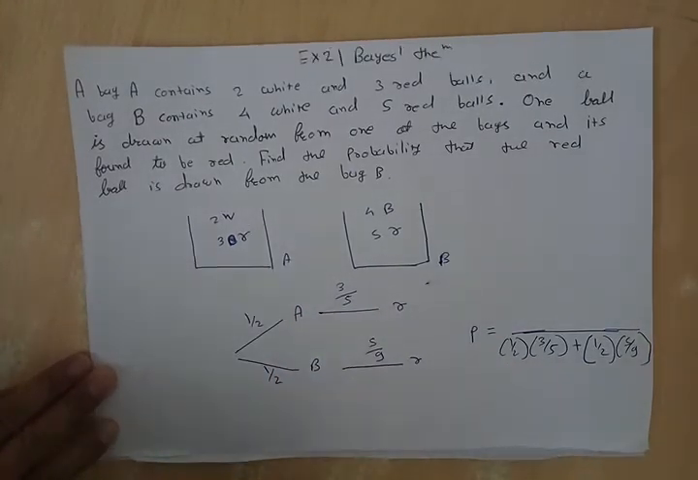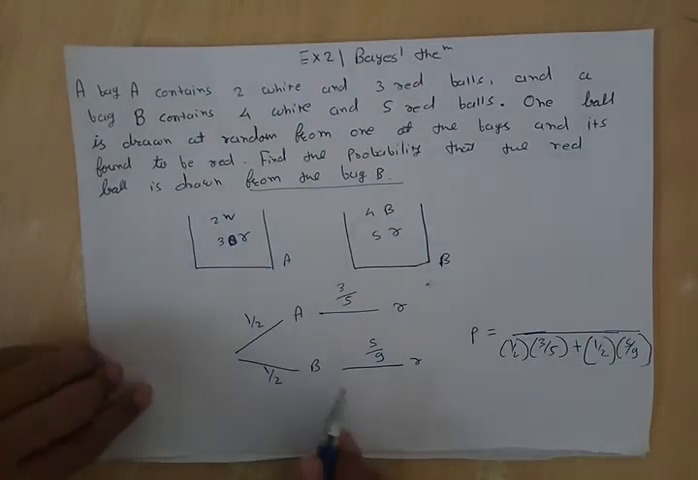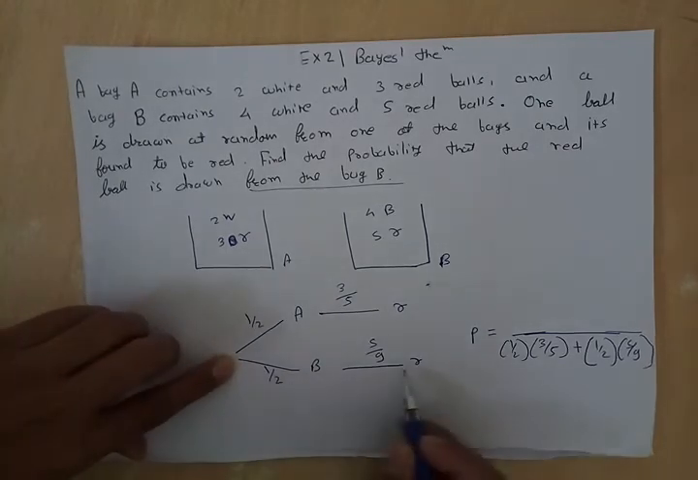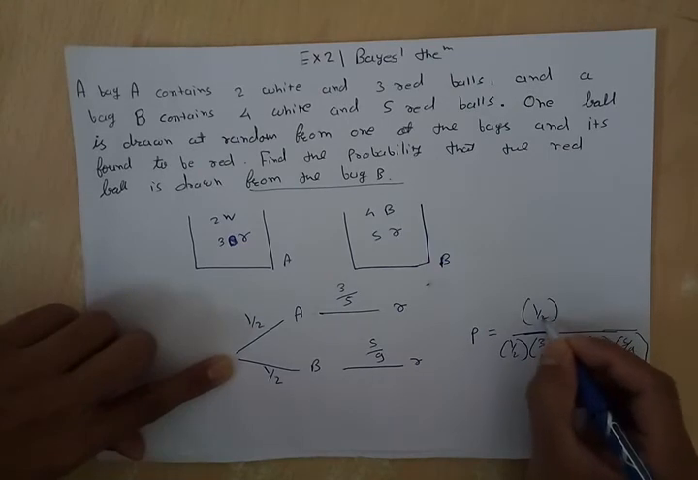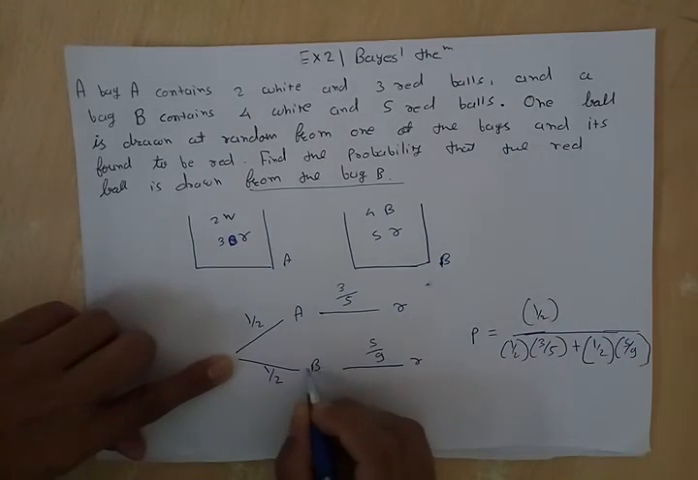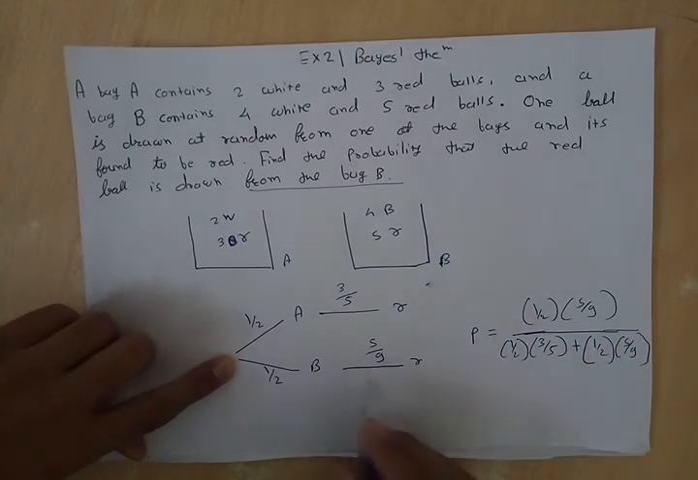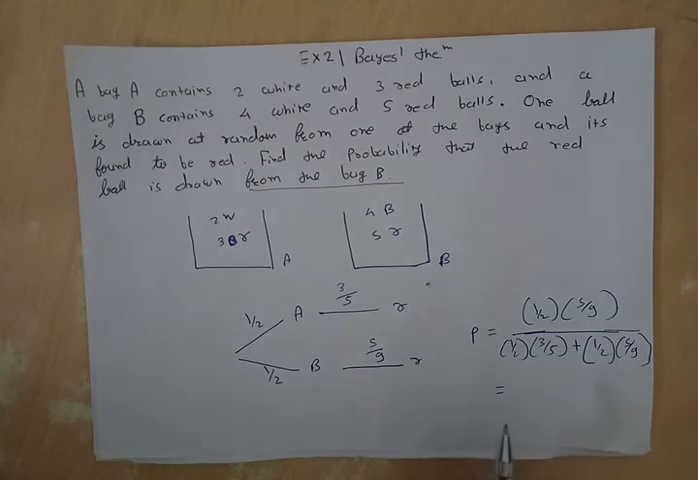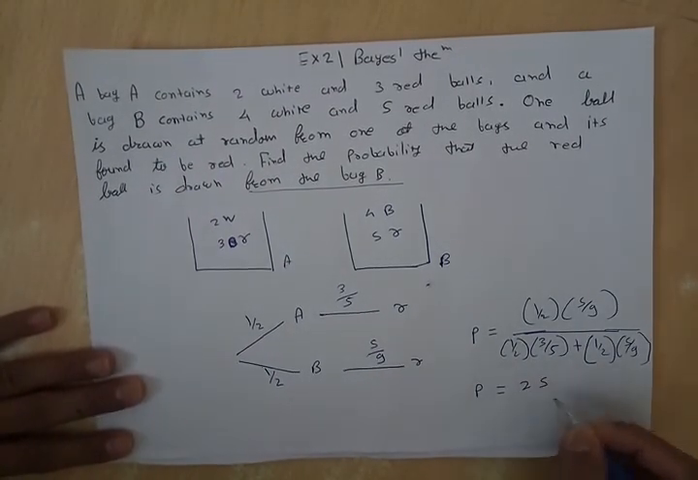Now what is the probability that the ball has come from bag B? So we have to find the probability of this branch. Half is the probability of selecting bag B, and after selecting bag B, 5 by 9 is the probability of selecting a red ball from bag B. Now if you calculate this out, you will get your answer as probability equal to 25 by 52.